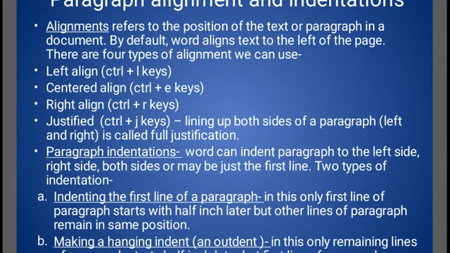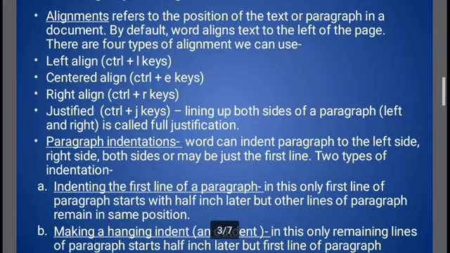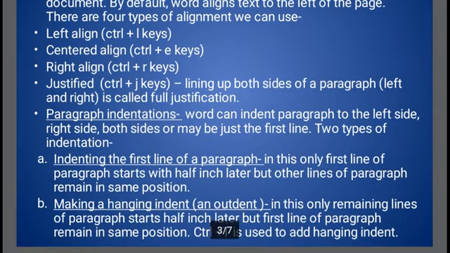When we write our paragraph, the first line always has some space. This thing we call indentation, the first line of a paragraph. In this, only the first line of the paragraph starts with a half inch space, but the other lines of the paragraph remain in the same position. This is called first line indentation.